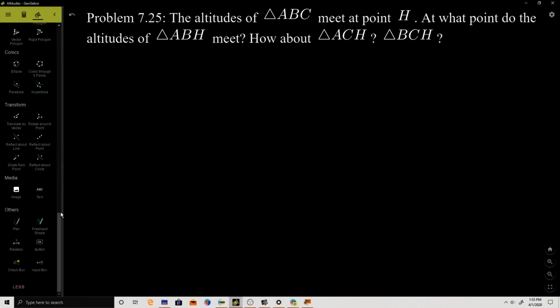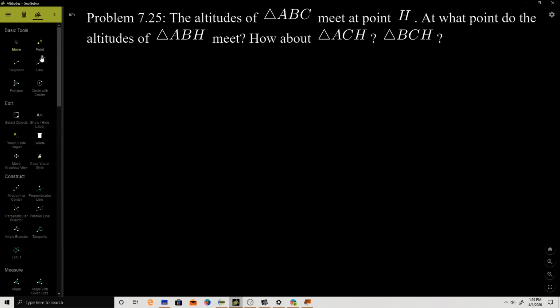Okay, last problem today for altitudes. Problem 7.25. The altitudes of triangle ABC meet at point H. At what point do the altitudes of triangle ABH meet? How about triangle ACH or BCH?